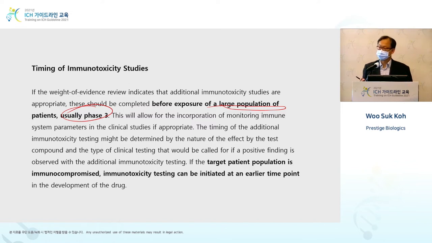So from the company's perspective, if the regulatory body requires a lot more, it's really difficult because it increases the budget, it increases the time, and the management will not like it. Personally, as a member of the company, I am squeezed between the regulatory requirement and the lack of understanding of the management. So what I'm trying to say is that generally, the immunotoxicity study data are required before phase 3, but sometimes it is required at any other time point. So you need to talk about it to your management.